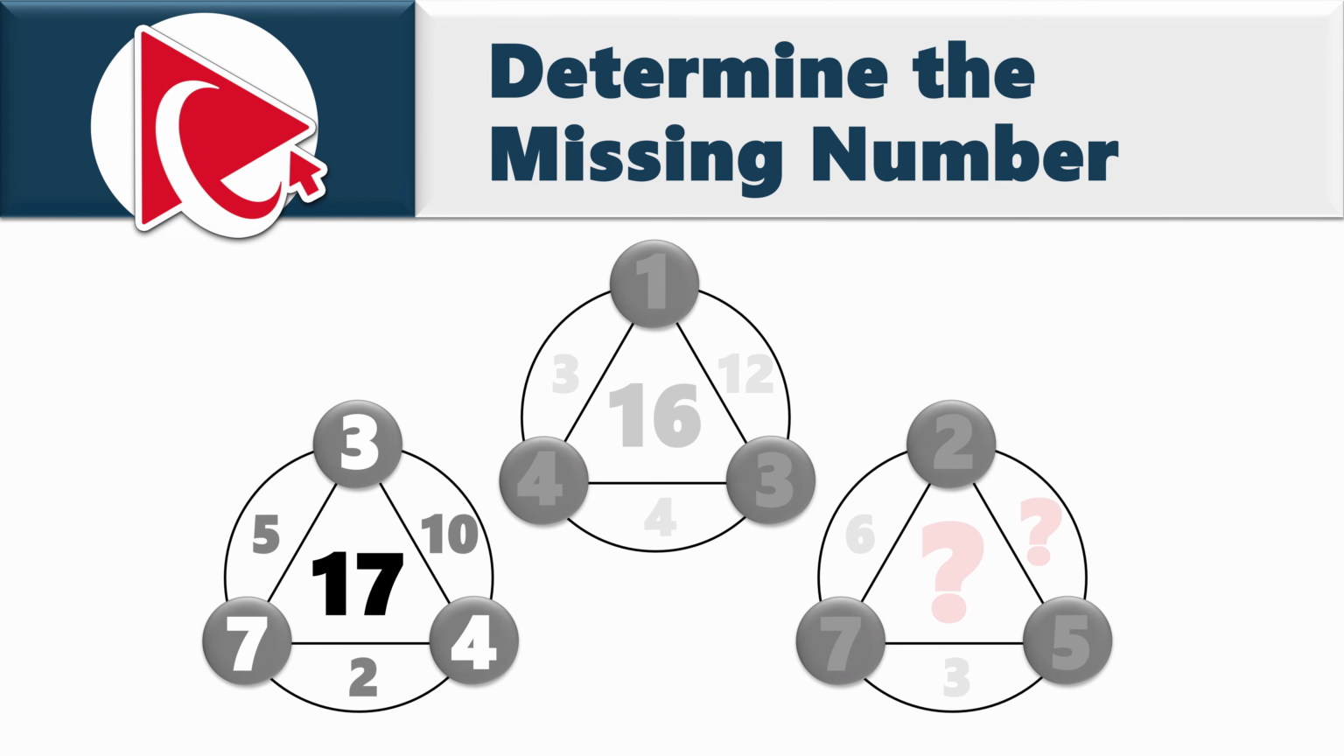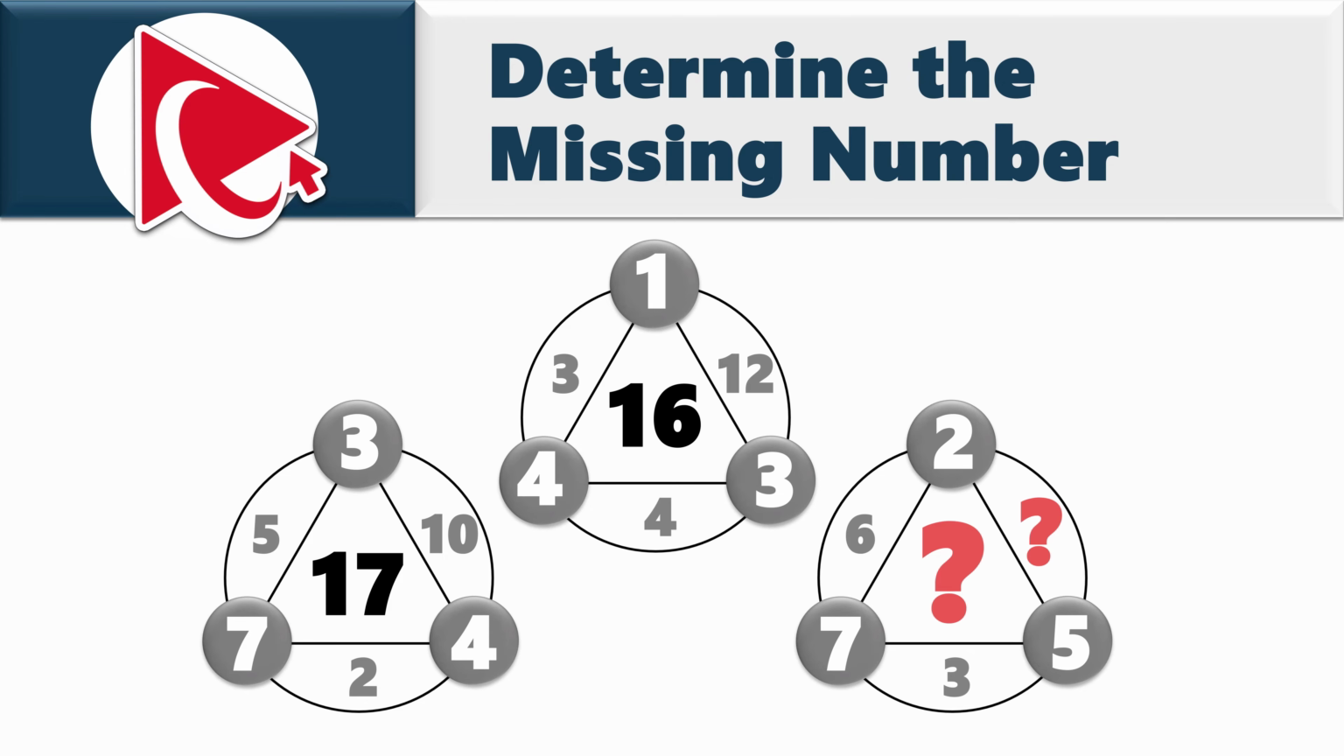In the second shape, the middle number is 16. The numbers in the small circle are 3, 4, and 1. And the numbers inside the large circle are 12, 4, and 3. Third circle looks a little bit more challenging, just a little, because 2 numbers are missing. But the numbers in the small circle are 5, 7, and 2. And there are 2 numbers inside the large circle, 6 and 3.